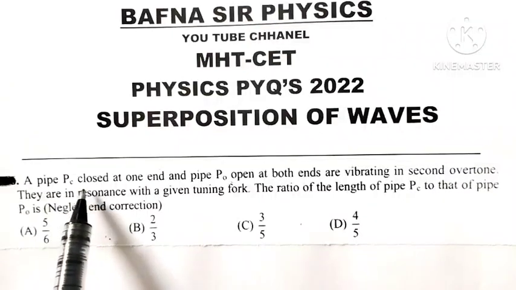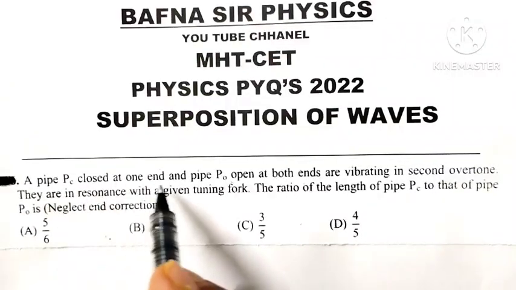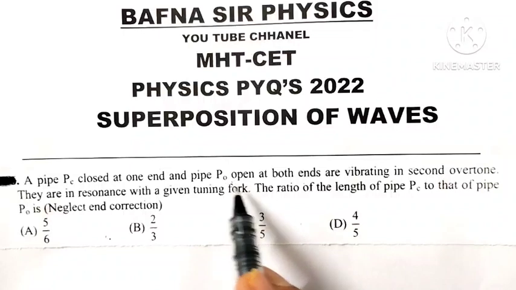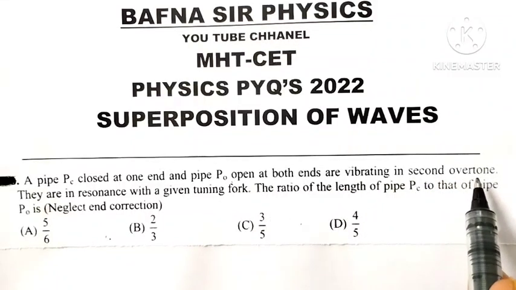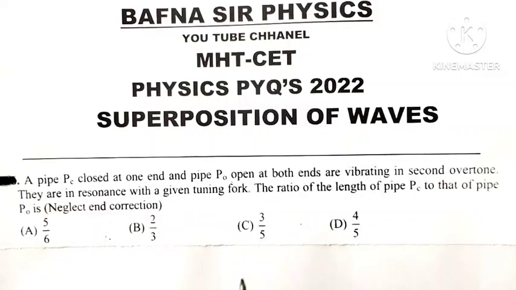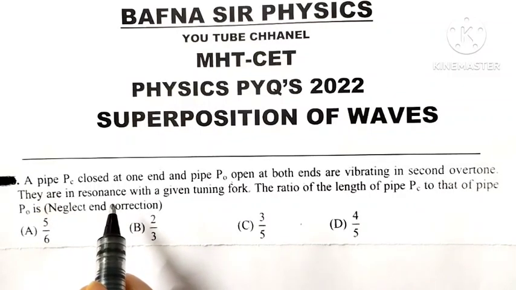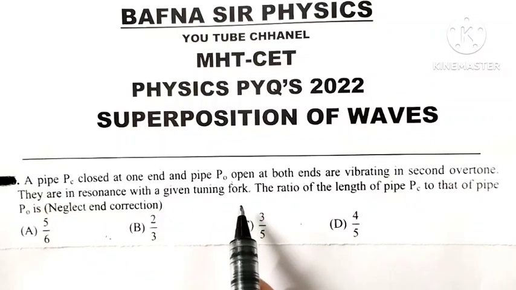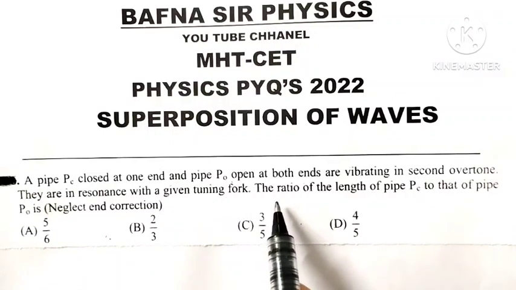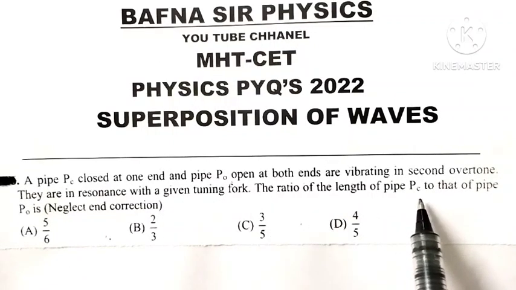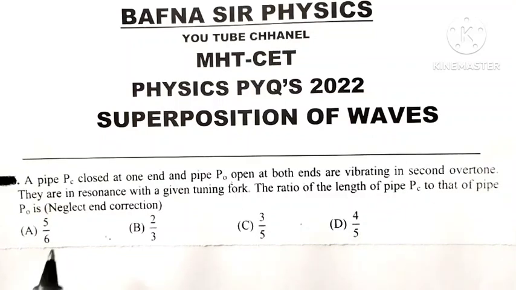A pipe PC closed at one end and pipe PO open at both the ends are vibrating in second overtone. Both the pipes are vibrating in second overtone, and they are in resonance, which means their frequencies in second overtones are the same. They are in resonance with a given tuning fork. The ratio of the length of pipe PC to that of pipe PO, neglecting the end correction.